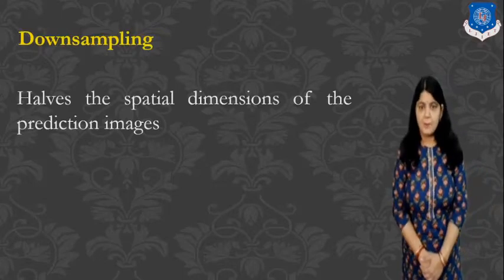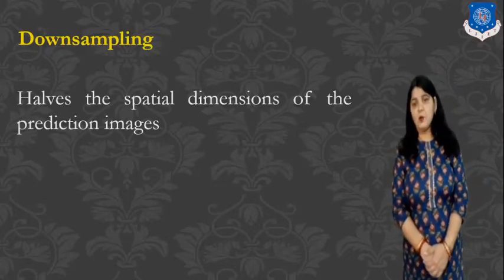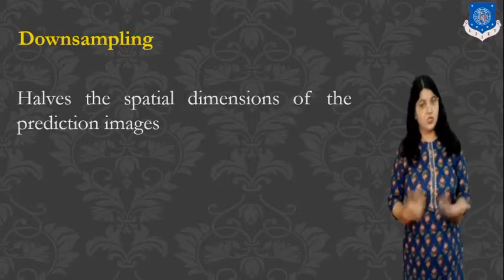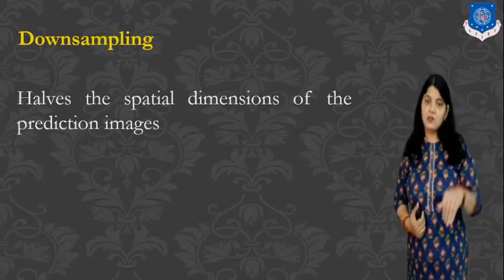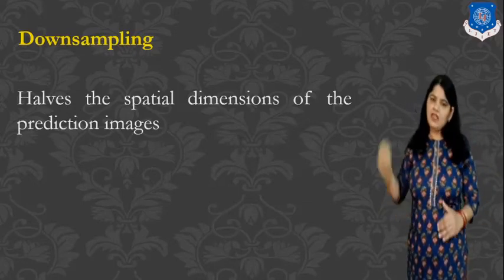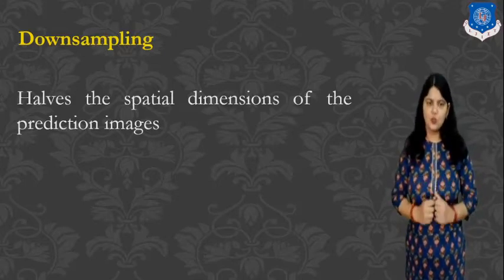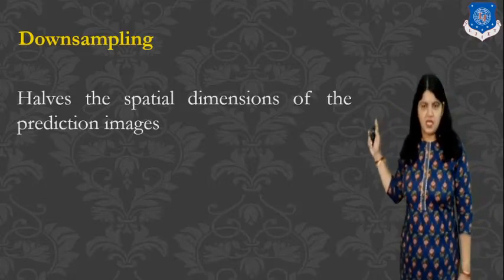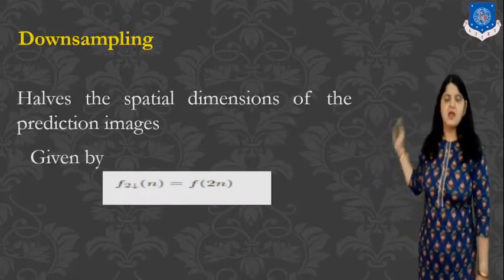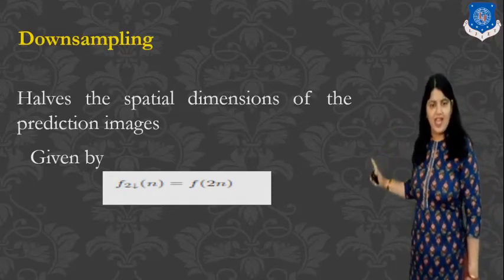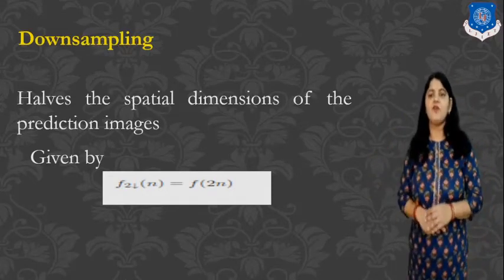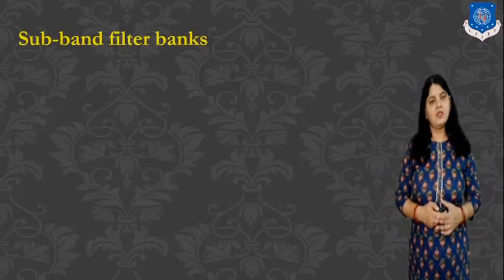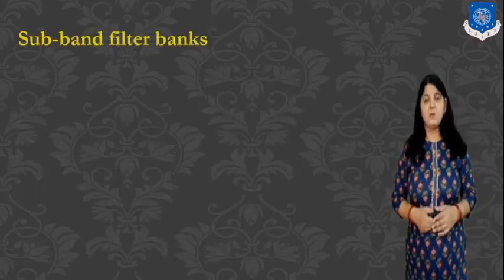Now the downsampling. What is the downsampling? As we know, while you want to predict the output, you want to match the two dimensions, so they should both be the same. Earlier we had downsample by 2, upsample by 2, so then we need the downsampling by a factor of 2. It halves the spatial dimensions of the prediction image, and is given by f2 downsampling of n equal to f of 2n. So discard every other sample in this case. So this is regarding the image pyramid.